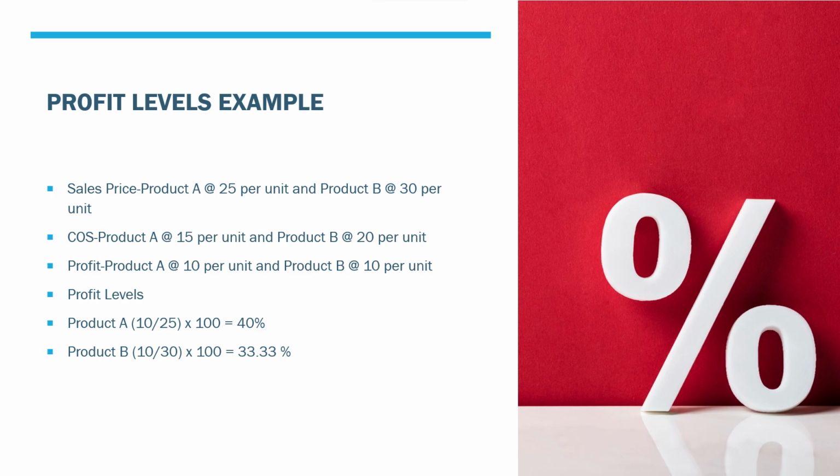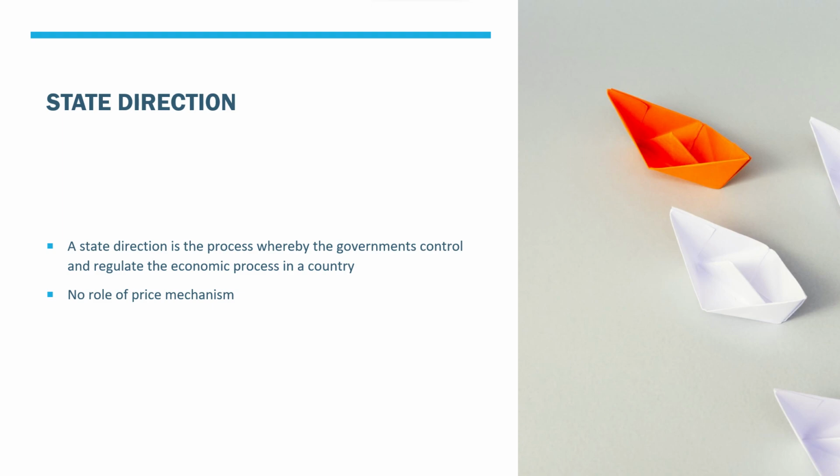However, in percentage terms, the profit level or margin on product B will be calculated as $10 divided by 30 multiplied by 100. This will give us a result of 33.33%. So although both the products have the same profit per unit of $10, the profit level of product A is higher, that is 40%, when compared with the profit level of product B, that is only 33.33%. Therefore, profit levels compare the profit in relative terms to make it clear which product earns a higher profit margin.